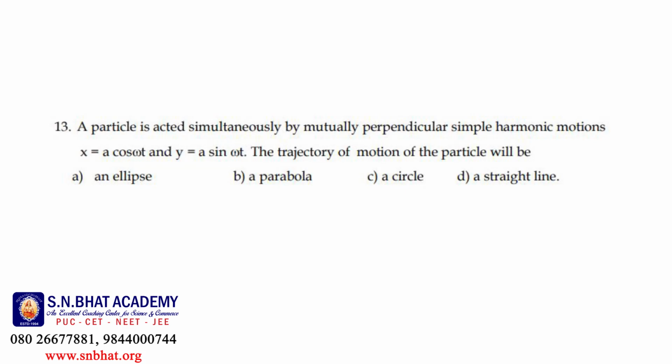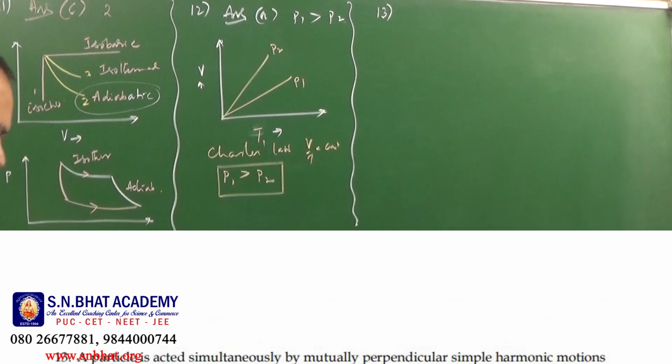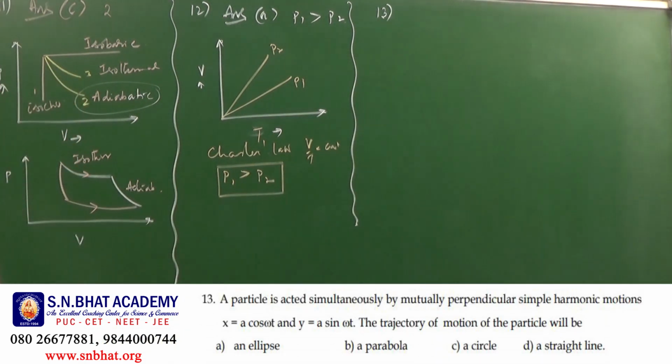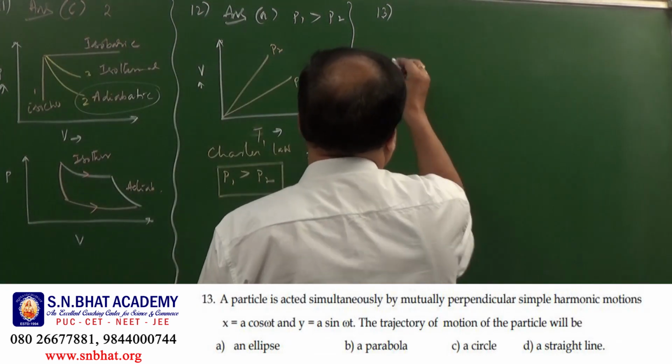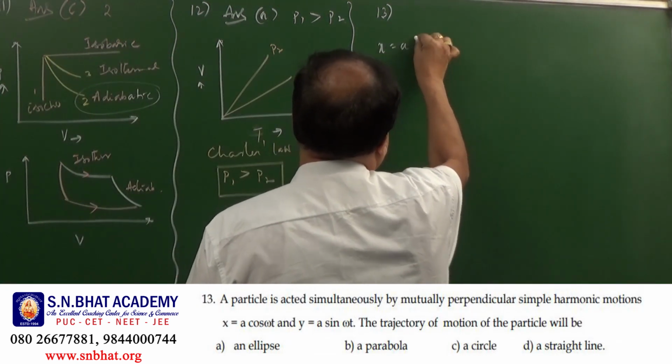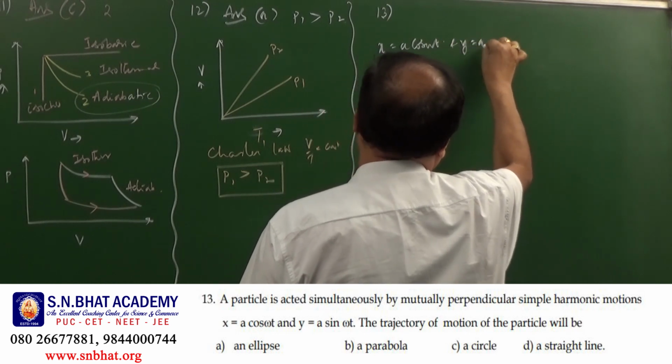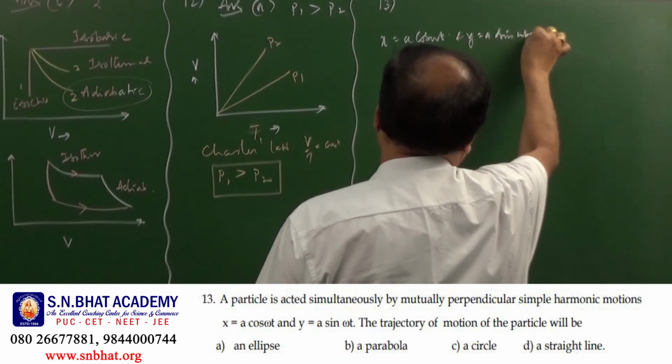A particle is acted upon simultaneously by two mutually perpendicular simple harmonic motions, X is equal to A cos of omega t, Y is equal to A sin of omega t. The trajectory of the particle will be, look, here he has two simple harmonic motions which are mutually perpendicular, he says. So now what does he do, one of these is X is equal to A cos of omega t and your Y is equal to A sin of omega t.